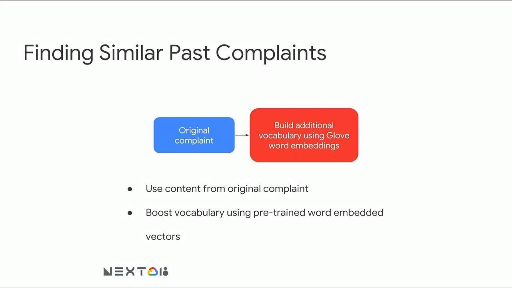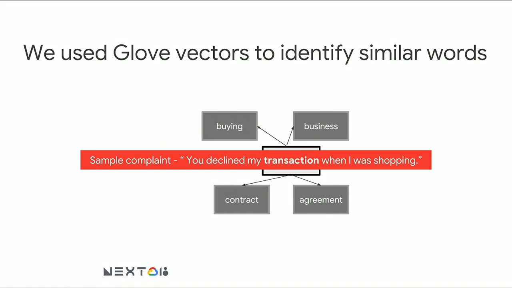GloVe is from Stanford. I think Stanford and GloVe are working together. Stanford is maintaining the GloVe data sets, and they're open source. Anybody can use them. So what we're doing is taking every word of that original complaint. Let's pretend there are 20 words, and we'll zoom into one word, the word transaction.